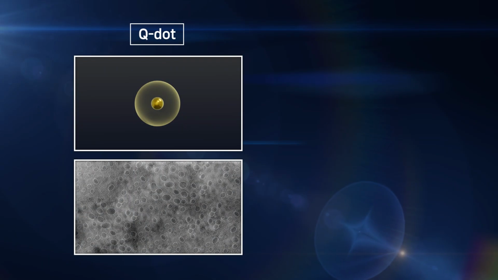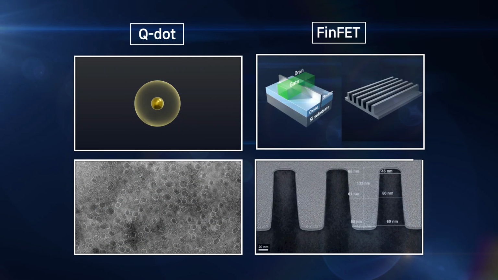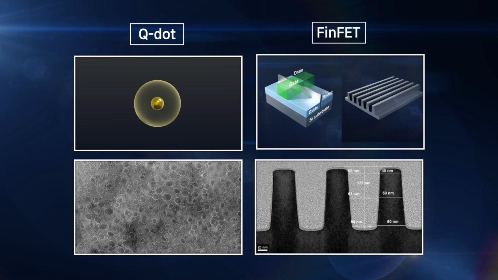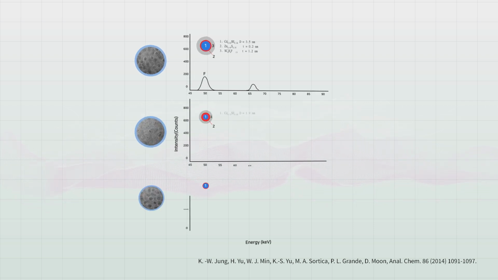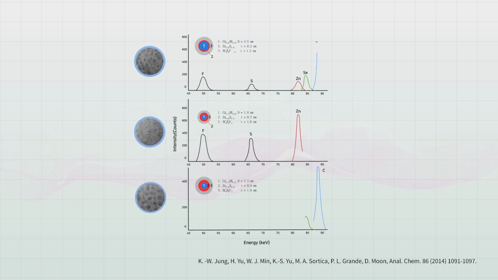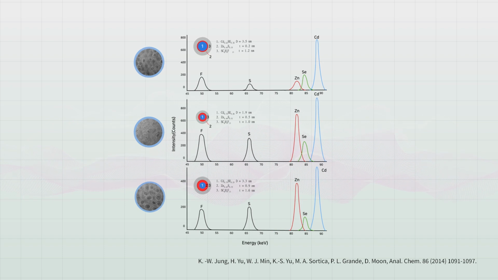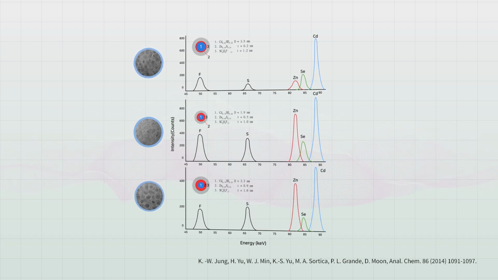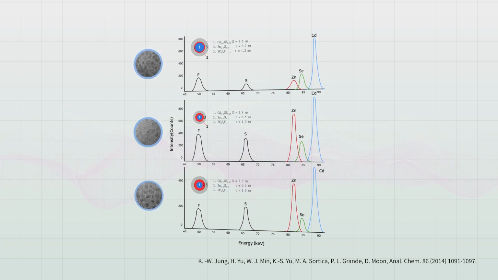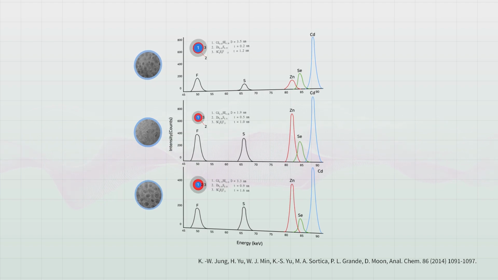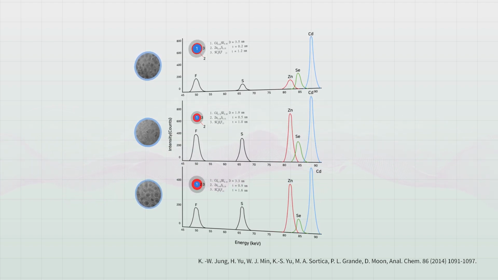MEIS can also measure 3D nanomaterials such as quantum dots and FinFET. The figure shows the TEM image and MEIS spectra of 3 types of cadmium selenide zinc sulfide core shell structured quantum dots. A 3-dimensional composition profile can be obtained through MEIS measurement and 3-dimensional analysis.